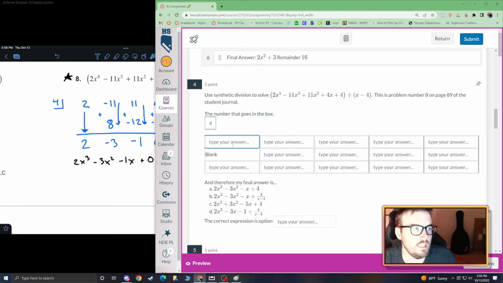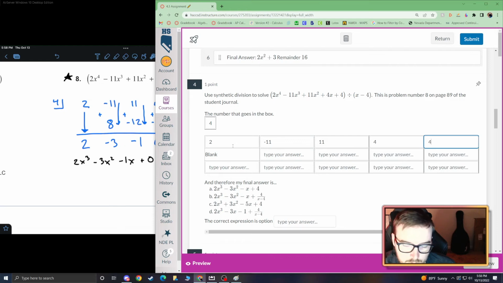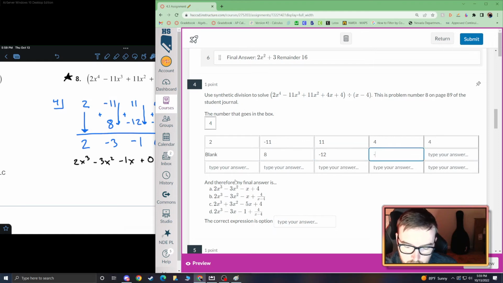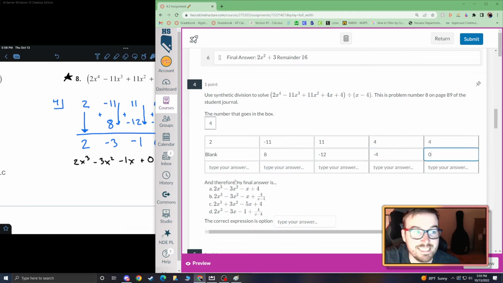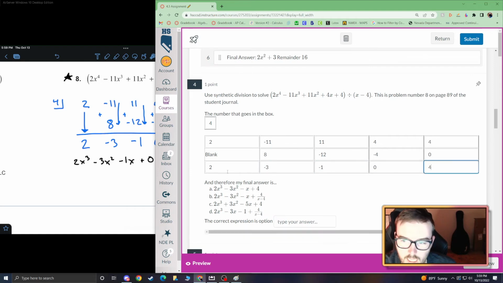And then in each of these, we had the 2, the -11. If you just hit tab, everyone, it switches you to the next blank. So -11, and then 11, tab, 4, tab, 4. We know that this is going to be blank right here, right? See how I dropped that 2 straight down? And then we had 8, -12, -4, and 0. I'm just hitting tab to quickly skip through those blanks. And then 2, -3, -1, 0, and 4.